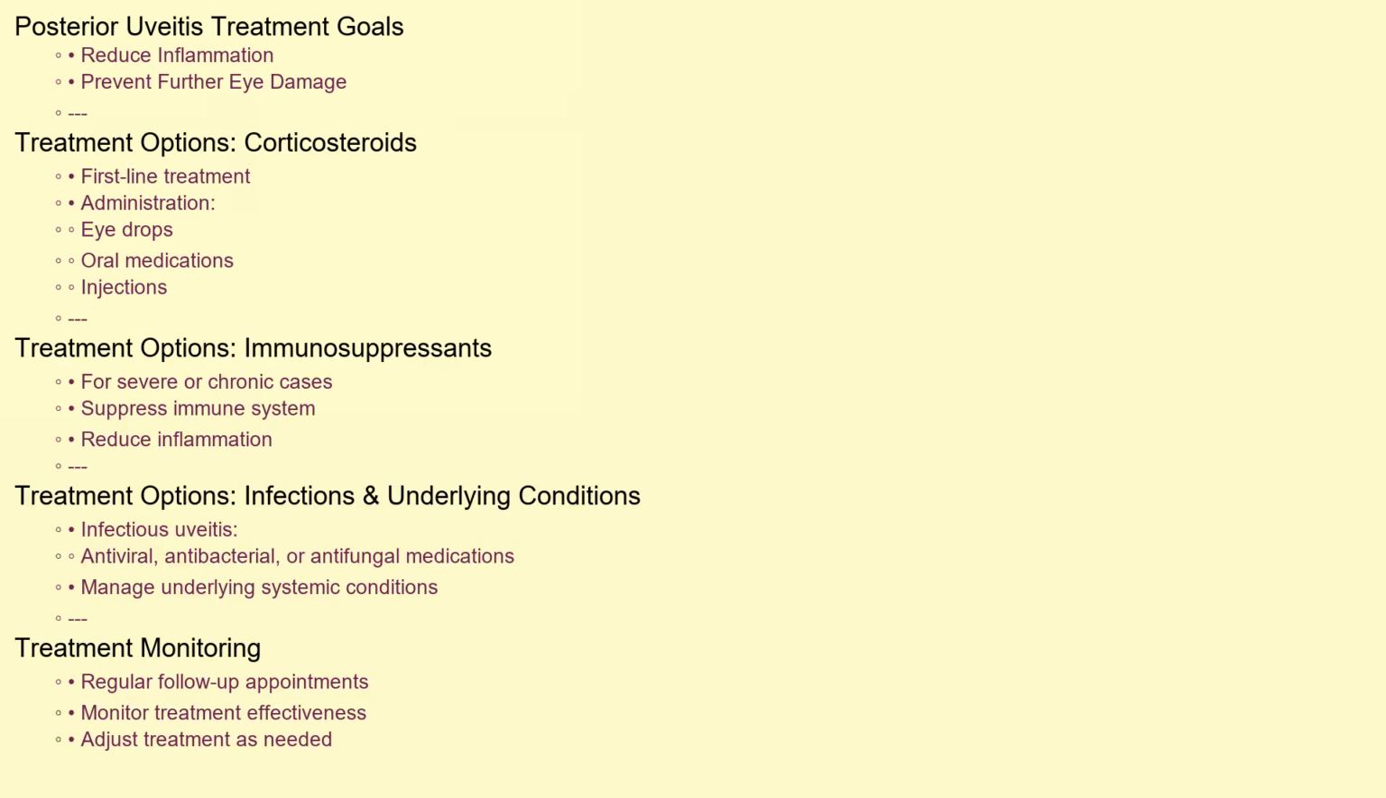The primary goal of treatment for posterior uveitis is to reduce inflammation and prevent further damage to the eye. Corticosteroids are often the first-line treatment, administered as eye drops, oral medications, or injections around the eye. Immunosuppressant medications may be necessary for more severe or chronic cases, especially those related to autoimmune disorders. These medications help to suppress the immune system and reduce inflammation. In cases of infectious uveitis, specific antiviral, antibacterial, or antifungal medications are used to target the underlying infection. Managing any underlying systemic conditions, such as autoimmune disorders, is also essential. Regular follow-up appointments with an ophthalmologist are crucial to monitor the effectiveness of treatment and adjust it as needed.